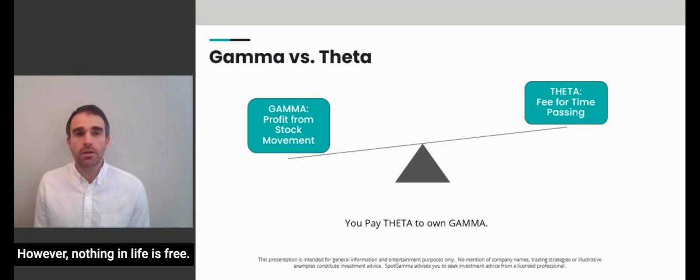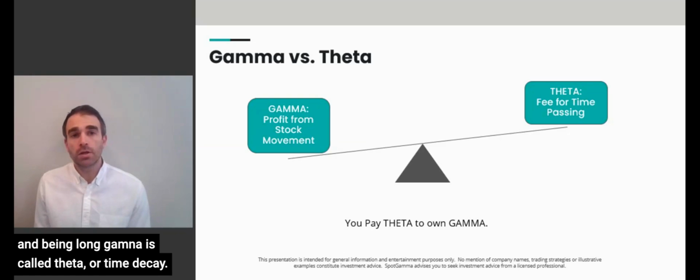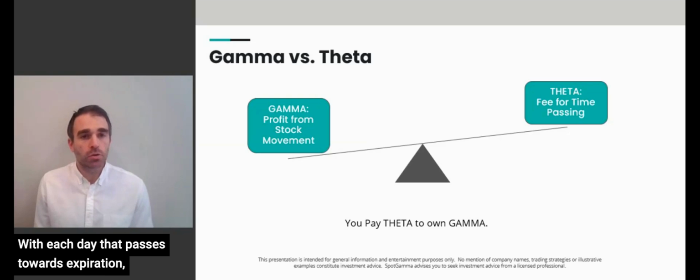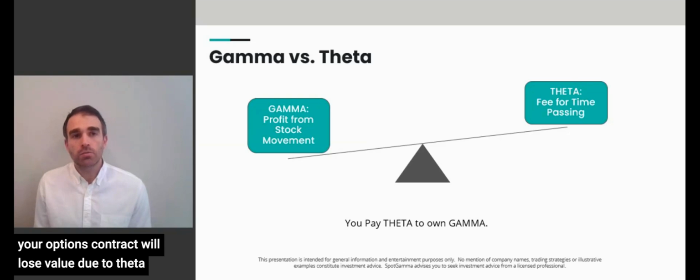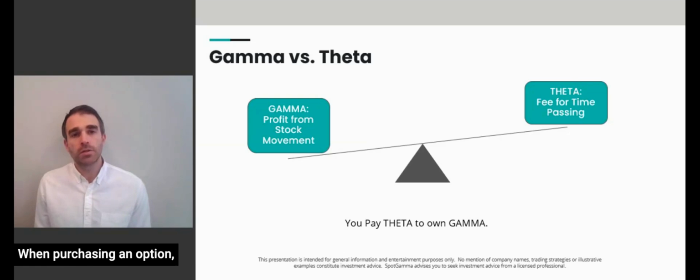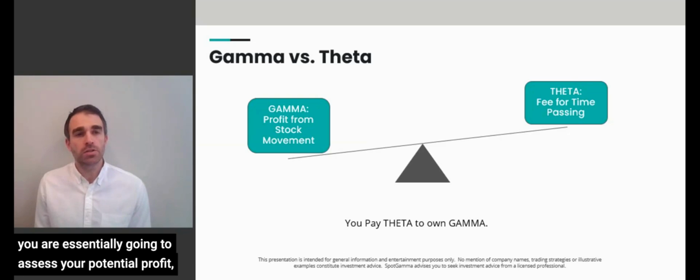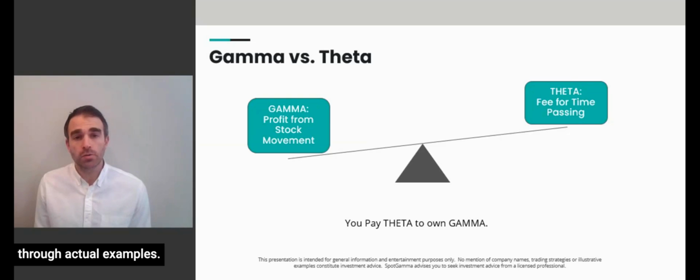However, nothing in life is free. And in this case, your cost for owning an option and being long gamma is called theta, or time decay. With each day that passes towards expiration, everything else being equal, your options contract will lose value due to theta, or time decay. When purchasing an option, you are essentially going to assess your potential profit, which is gamma, and this offset to own the option, which is called theta. In the next slide, we're going to show this concept through actual examples.